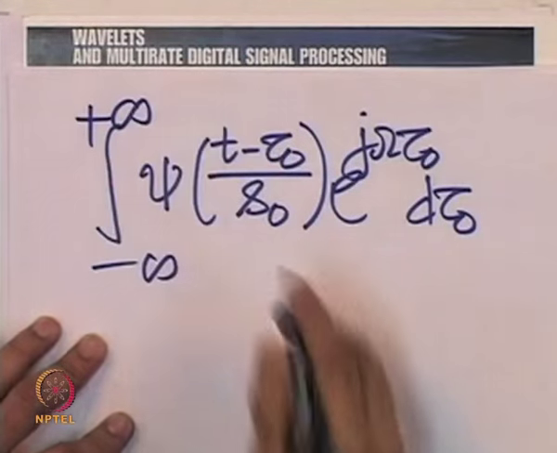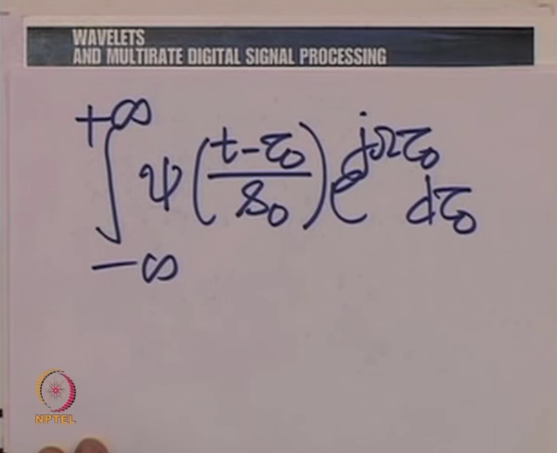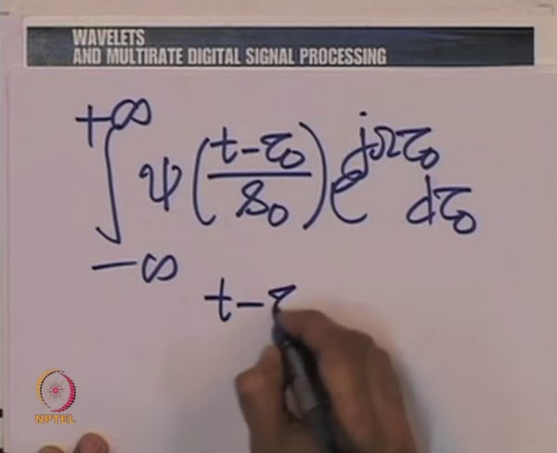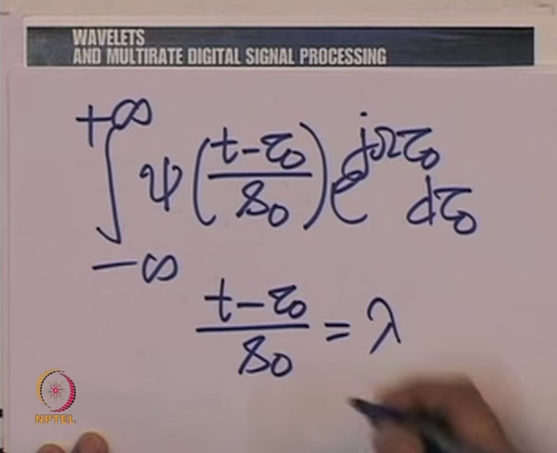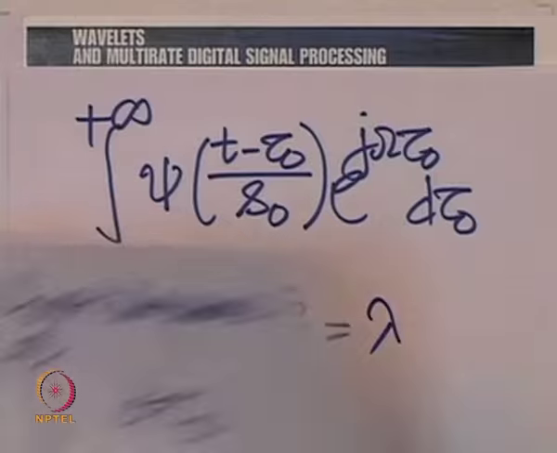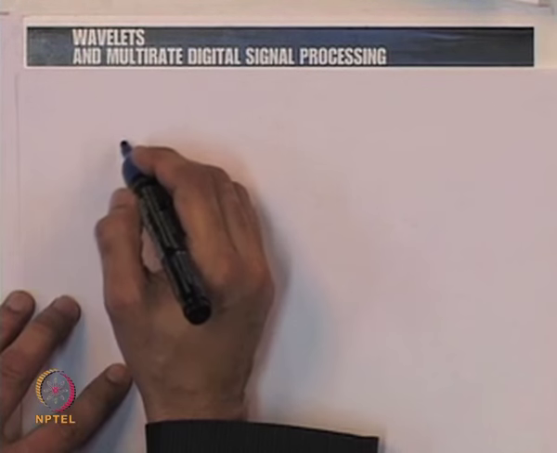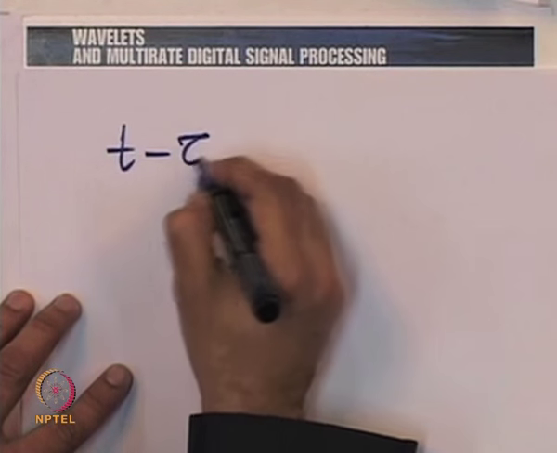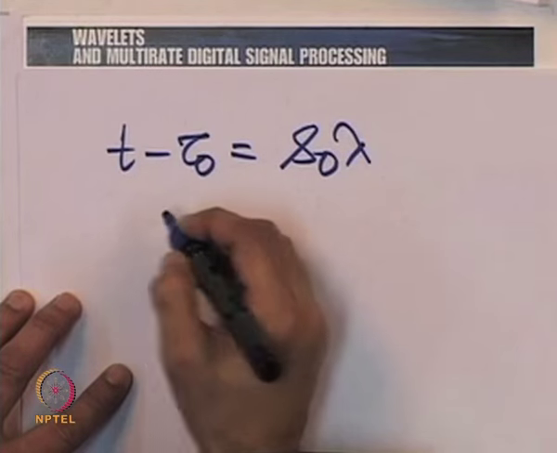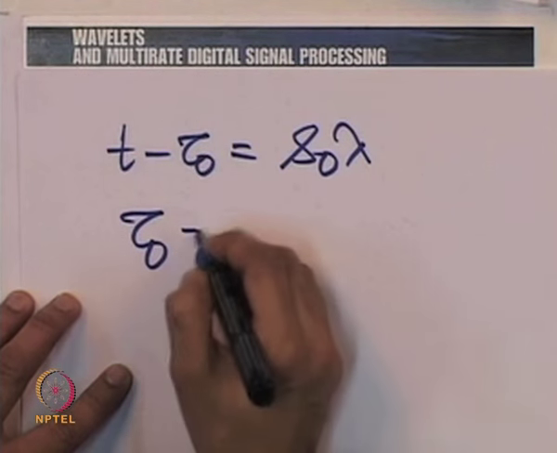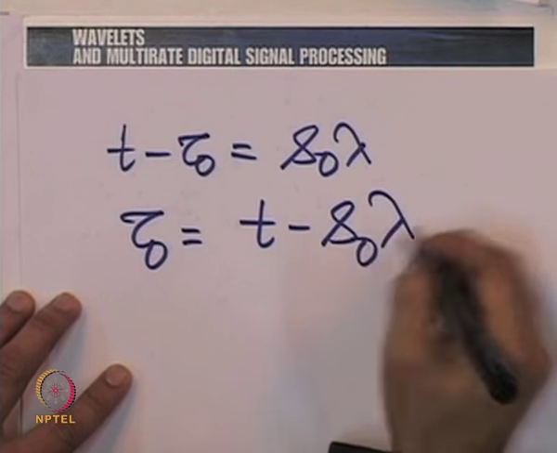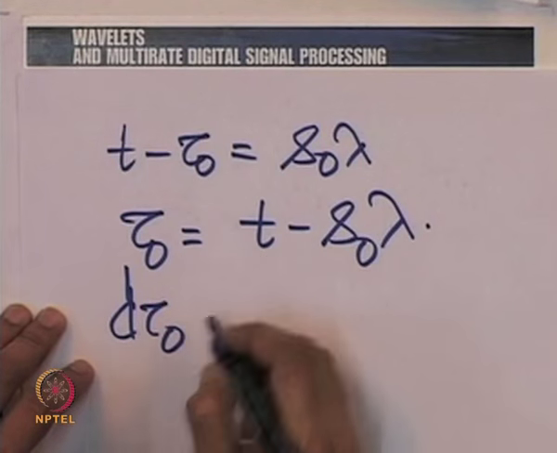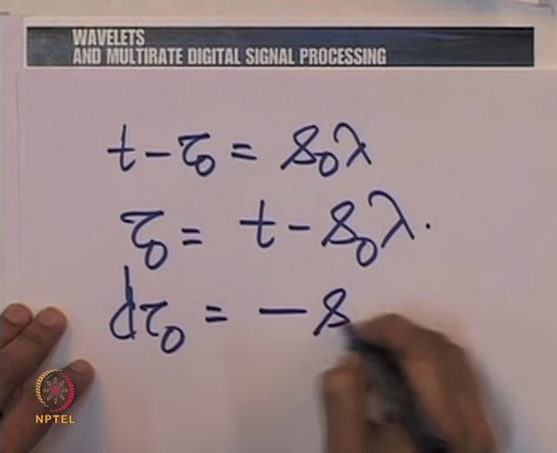This is a very familiar quantity here after all. This looks very much like a Fourier transform. In fact, if you simply care to put t minus tau naught by s naught equal to lambda, as is the standard trick, you will indeed get exactly that. So then t minus tau naught is s naught times lambda, and therefore tau naught, taking it to the other side, is t minus s naught lambda, and therefore d tau naught, noting that t is a constant for fixed t, is minus s naught d lambda.